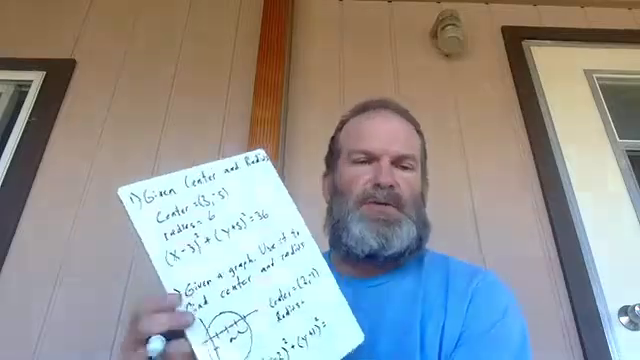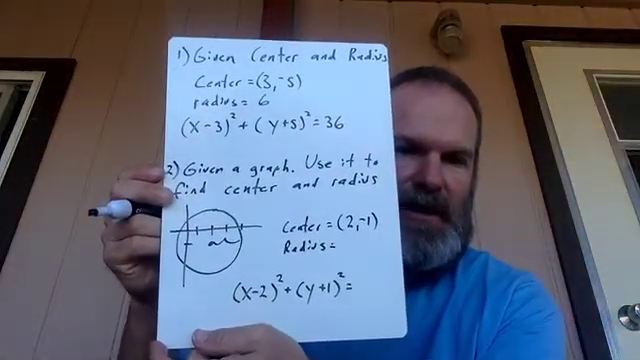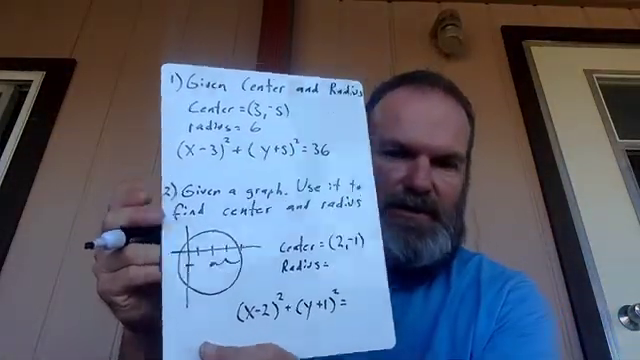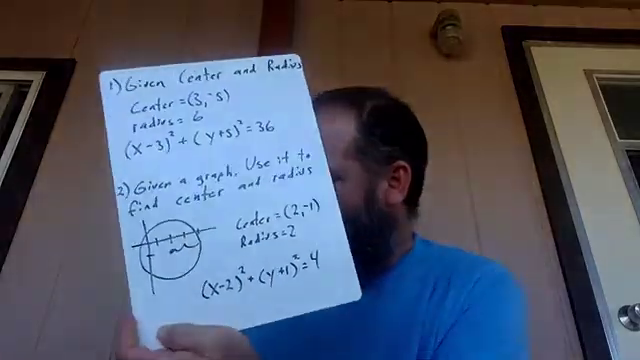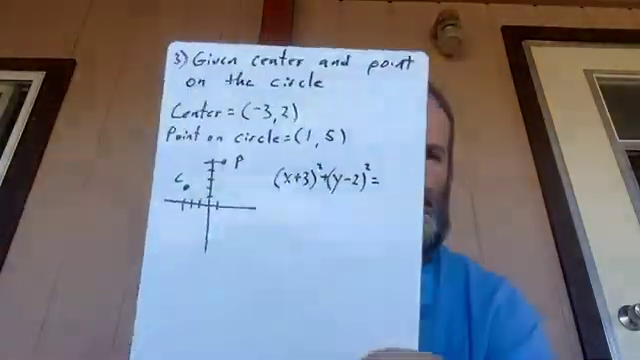You have to go over 2 spaces to get to the edge of the circle, so your radius is 2, and 2 squared is 4. So there's your equation of the circle. All right, that's your review. Now for the new stuff for today's homework.